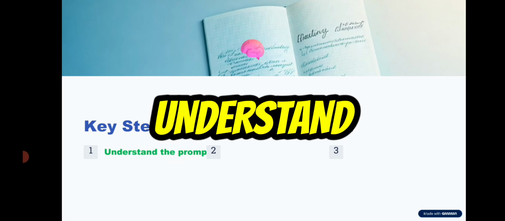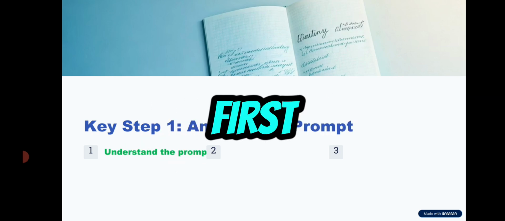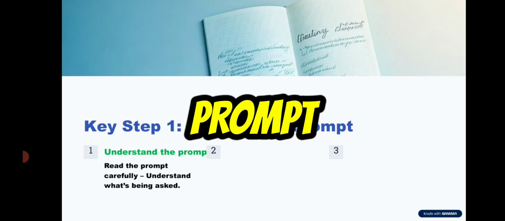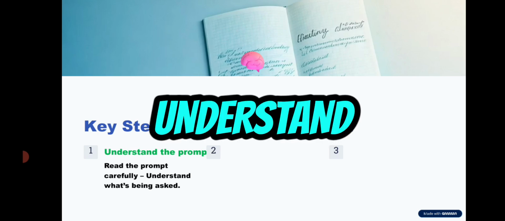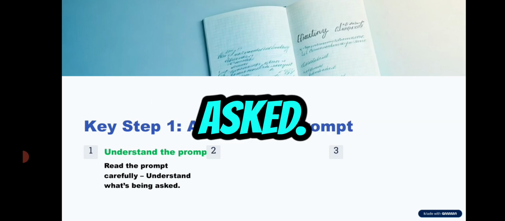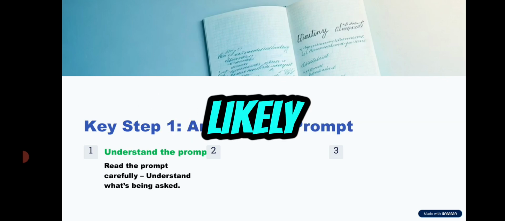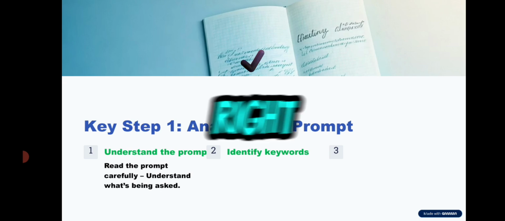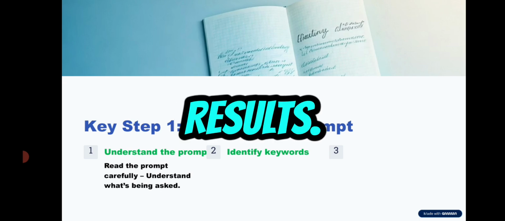Key step number 1, analyze the prompt. Understand the prompt. That's the first thing. Analyzing it will enable you to understand the prompt. Read the prompt carefully. Understand what is being asked. If you do not understand what you are asked to do, you are likely to do the wrong thing. But when you understand what you're asked to do, you will do the right thing and get the right results.